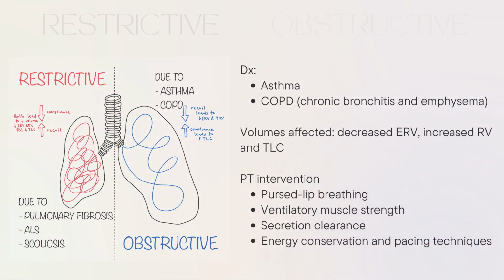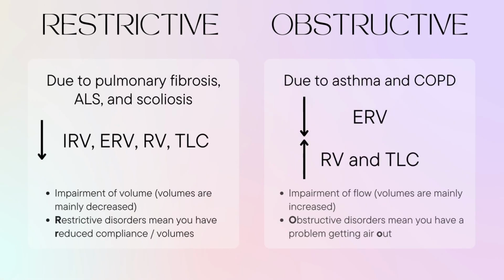So in summary, restrictive disorders are pulmonary fibrosis, ALS, and scoliosis. That's kind of one from each of the categories of conditions: musculoskeletal weakness and musculoskeletal structural deformities. Restrictive is reduced volume, so R and R. Restrictive is reduced. It is an impairment of the volume, so volumes are mainly decreased.